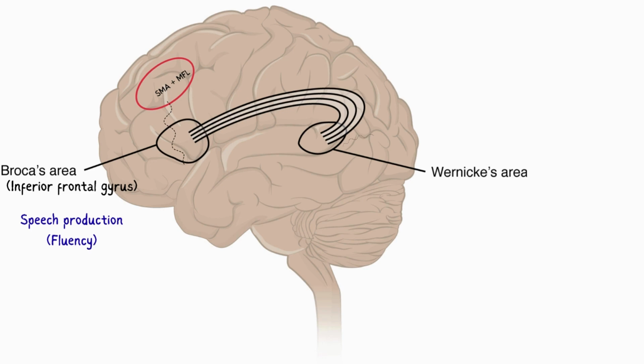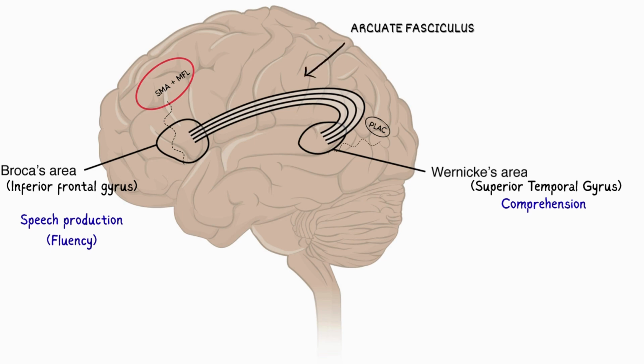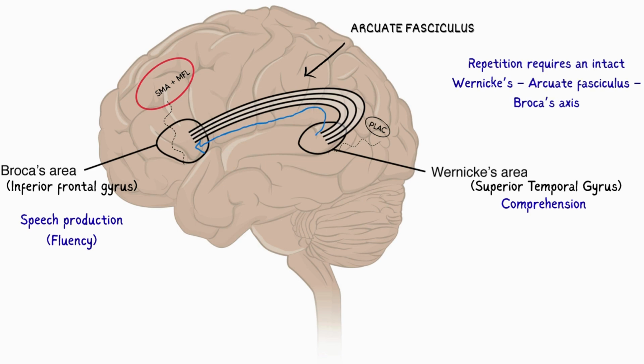Wernicke's area, on the other hand, is situated in the superior temporal gyrus, and this area is responsible for comprehension. There is an area posterior to Wernicke's area called the posterior language association cortex. It is present in the temporoparietal junction and is crucial for attaching meaning to words. These two areas work together to comprehend what is being said. The arcuate fasciculus connects the two areas, that is, Broca's area and Wernicke's area. If the Wernicke's-arcuate fasciculus-Broca's axis is intact, a person can repeat what is being said.